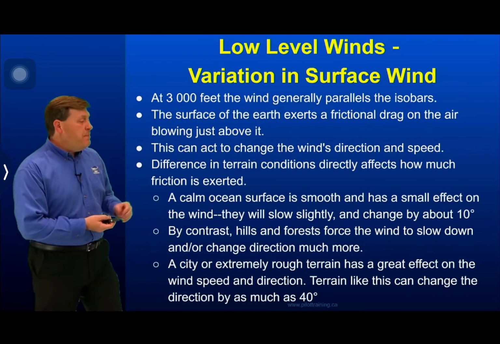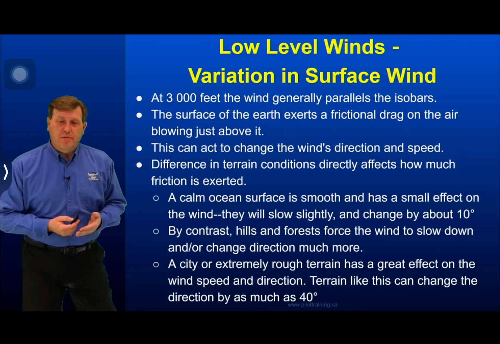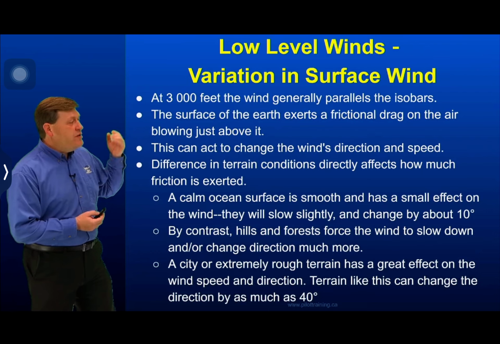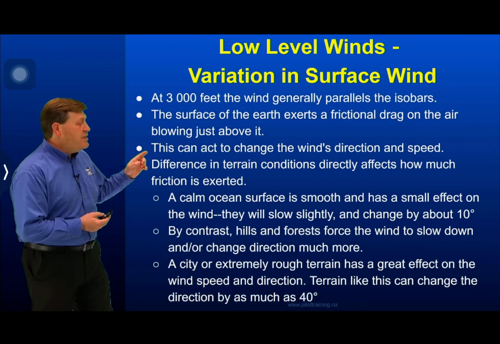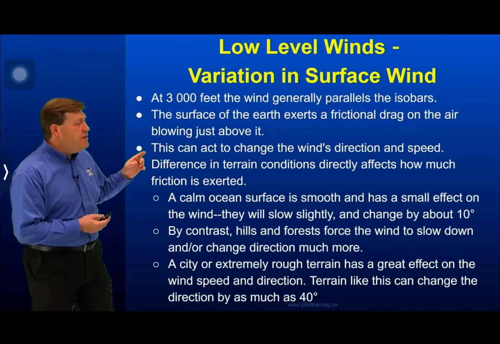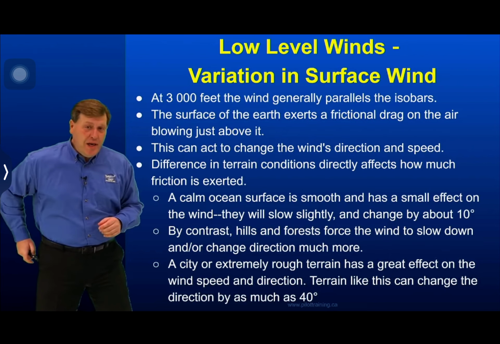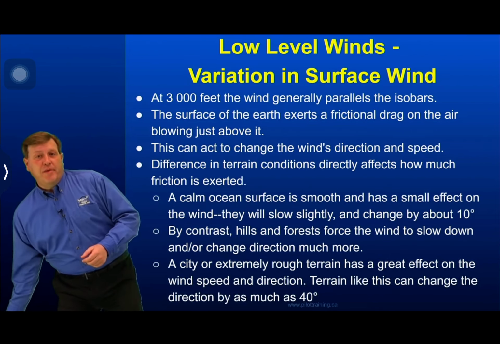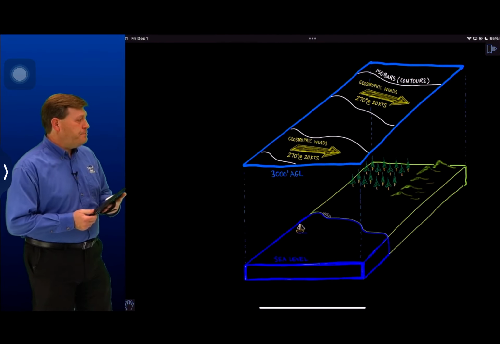First off, remember, at 3,000 feet, the wind generally parallels the isobars. The surface of the Earth is going to exert a frictional drag on the air that is blowing just below it, and this will act to change the wind's direction and speed. So let's pick up the iPad for just a few minutes, and let's actually look at this in terms of three dimensions and a drawing that we've created.